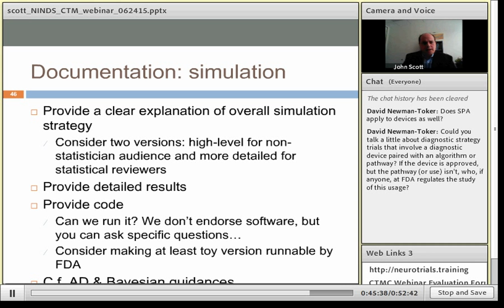I also talked a little bit about simulation already. The main lesson here is just to document the simulation adequately and to perform adequate simulations. And FDA will almost always ask for the simulation code, so you might as well submit it to begin with. Ideally, we would like to be able to run the code and run other scenarios using the code. And so there can be considerations about what kind of software or programming language environment you use.